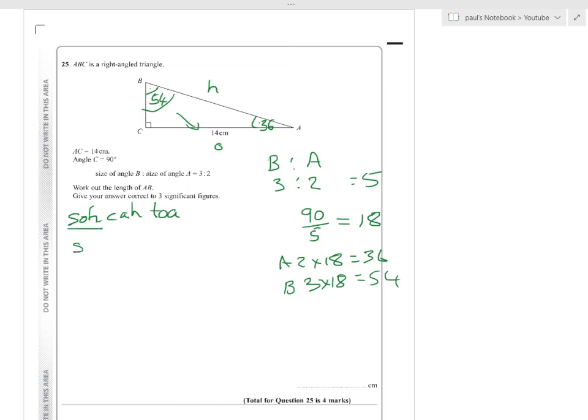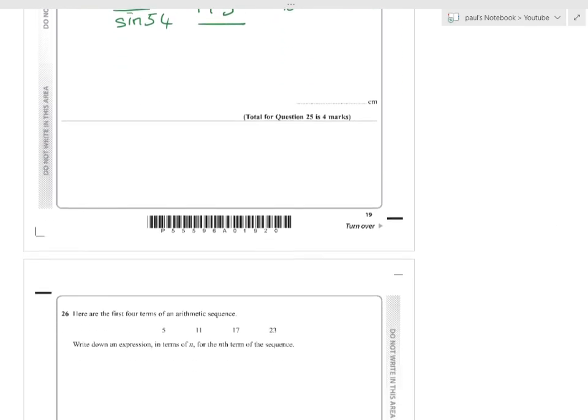Opposite is sine. So sine 54 equals the opposite 14 divided by the hypotenuse. Therefore, swap these around. So the hypotenuse equals 14 divided by sine 54. So let's work out what that is. 14 divided by sine 54 is 17.3. Which is good because it's bigger than that one. And I'm happy with that. Let's come down a bit more. So what have we got next?